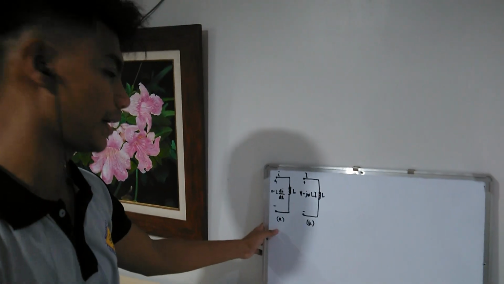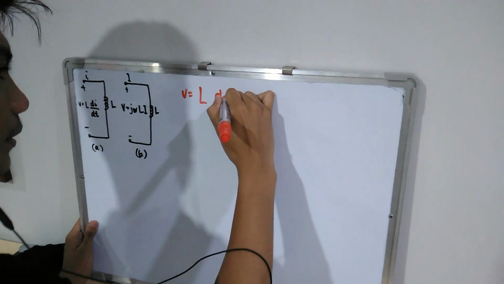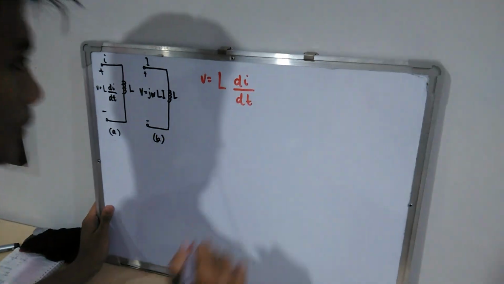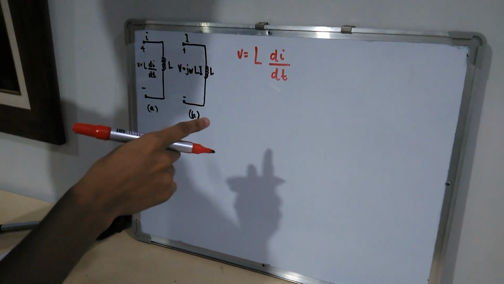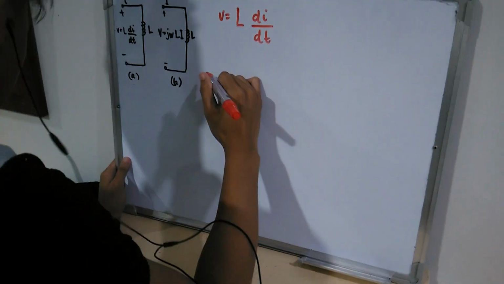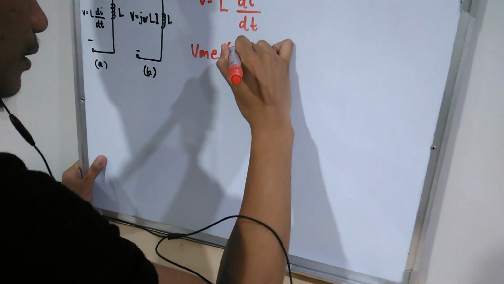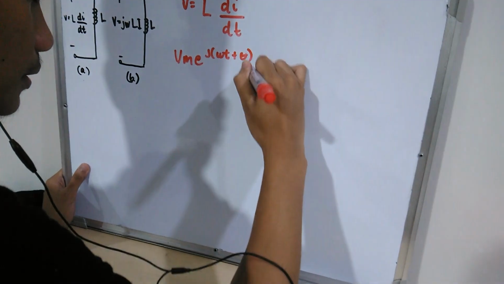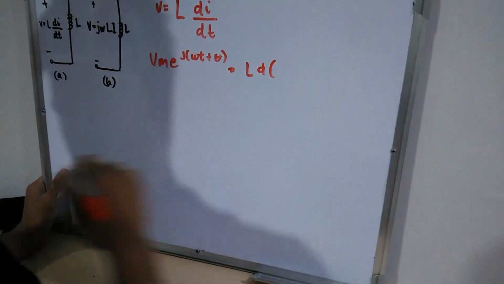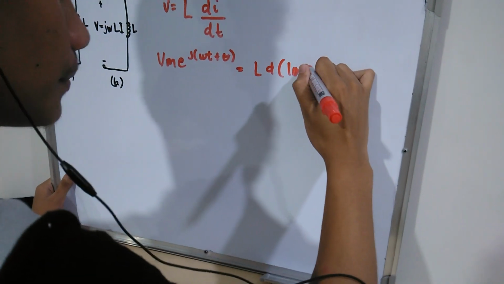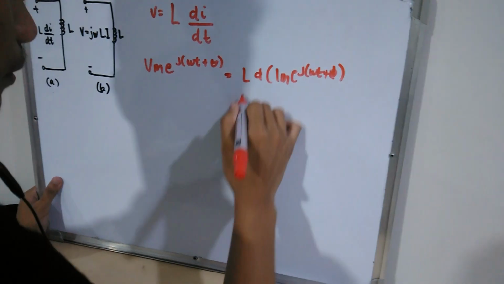Defining the equation in time domain, we have v = L di/dt. Now, let's apply a complex voltage and complex current into this equation. We have V maximum e^(j(ωt+θ)) is equal to L times the derivative of I maximum e^(j(ωt+φ)) over dt.